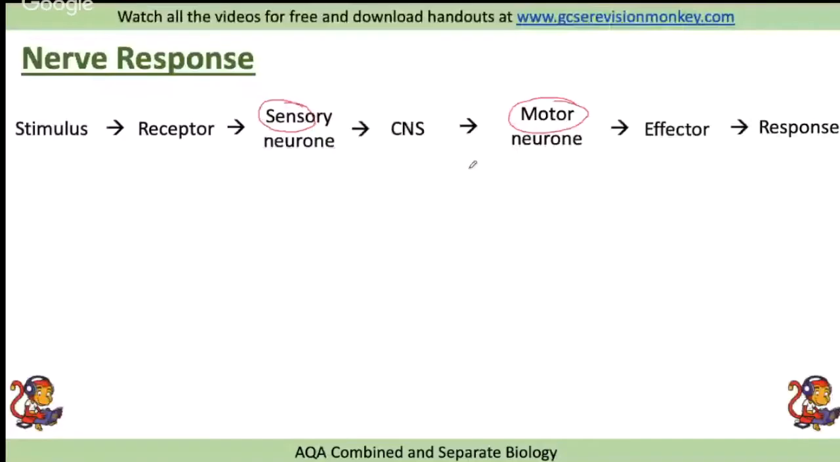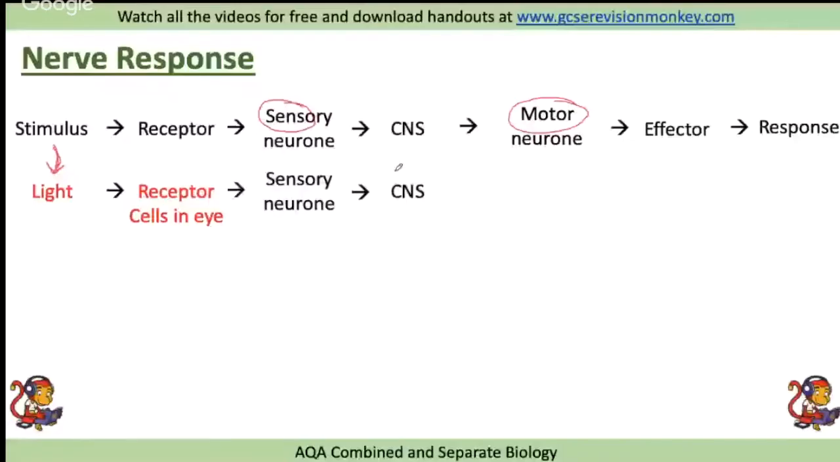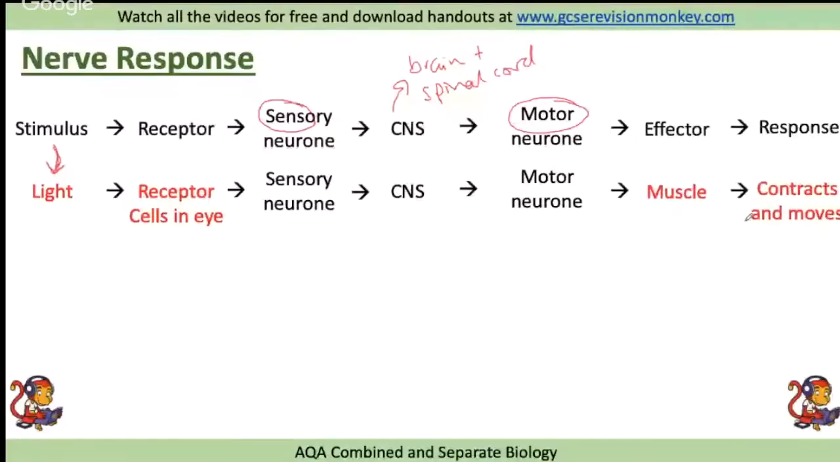Let's say, for example, that someone was throwing something at you. The stimulus for that would be light reflecting off of the object. You detect that by light receptor cells in your eye. You'd send the message along the sensory neuron to the central nervous system, which comprises of the brain and the spinal cord. And then you'll go to a motor neuron. An effector in this case would be muscle, and your muscle would contract and move, and that might either be to catch the ball or move out the way, whichever it is.